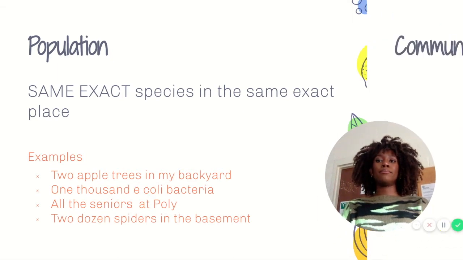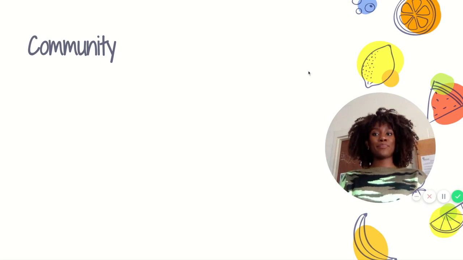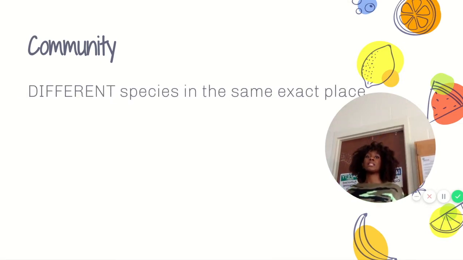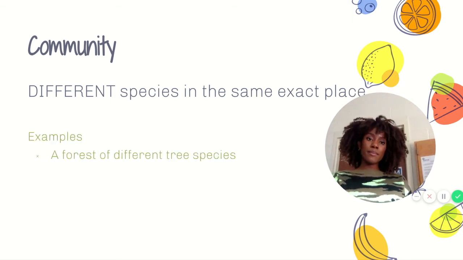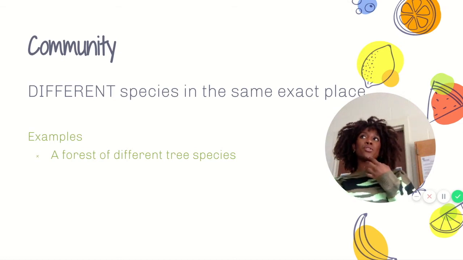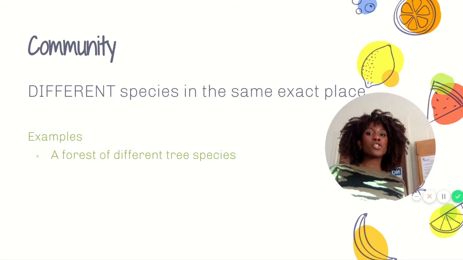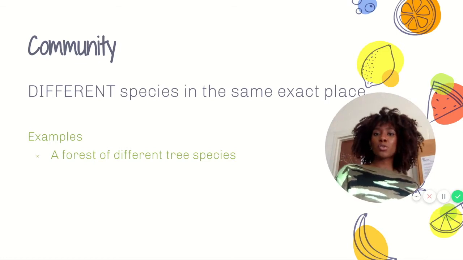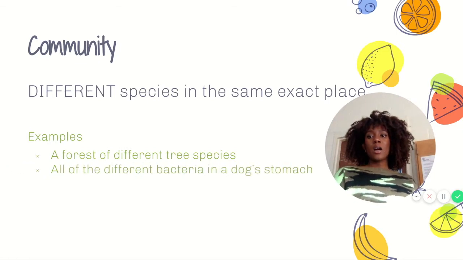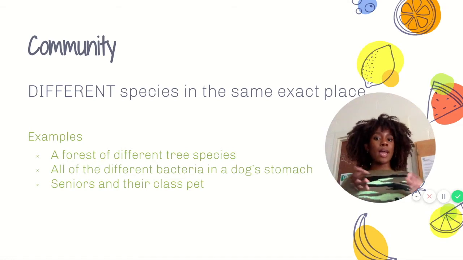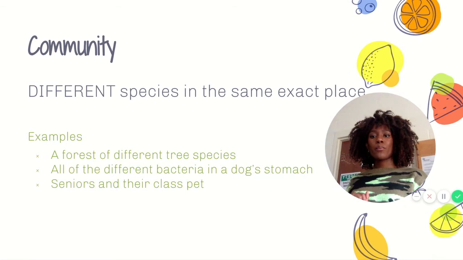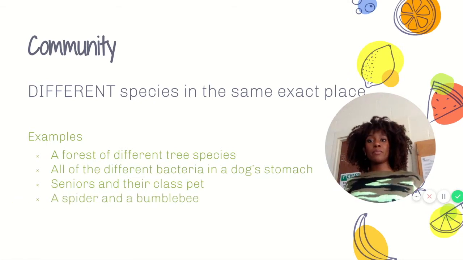Then we have a community. So a community is going to be different species in the same exact place. So an example of that would be a forest that has saplings, has maple trees, maybe a lemon tree, just different tree species. They're all trees, but they're still different species. So that's a community. All the different bacteria in one dog's stomach would be a community. The seniors at Poly and their class pet, a spider and a bumblebee. They're different species, but in the exact same place.